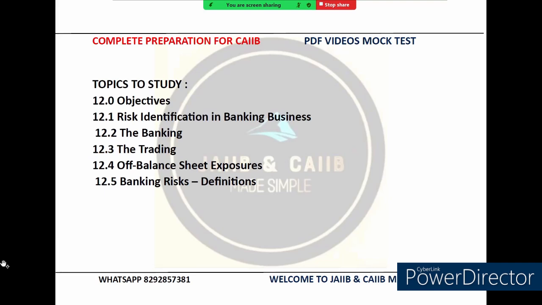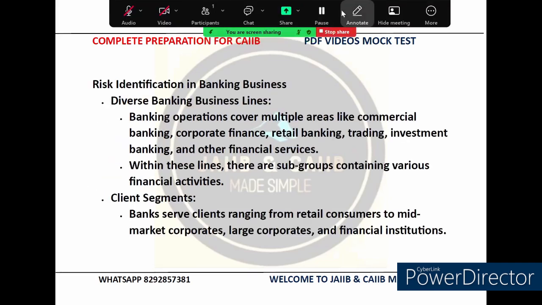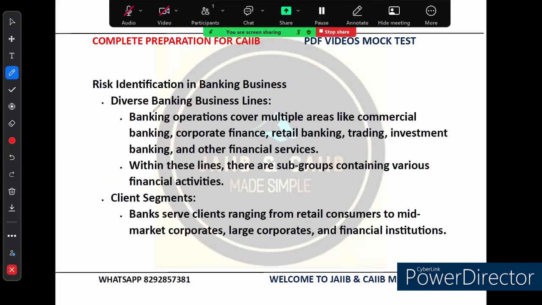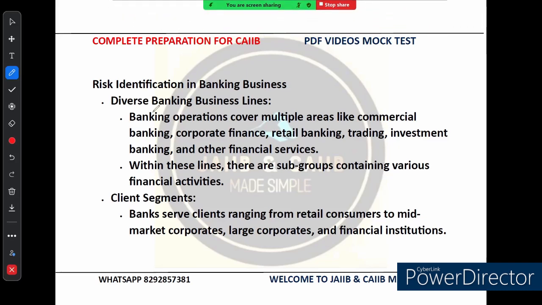So let's begin. So first thing is that, as you can see, risk identification in banking business. So banks don't just do one thing. They are involved in a variety of activities across different business lines. For example, you have commercial banking where they give loans to businesses, right? As you can see, you have corporate finance where they help big companies with things like mergers or acquisitions. We have retail banking where you and I can open a savings account, and even investment banking where they manage stocks and bonds. So these business lines are broken down into smaller groups, right?